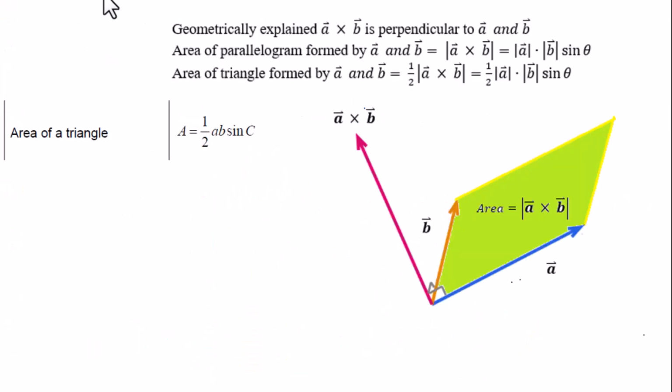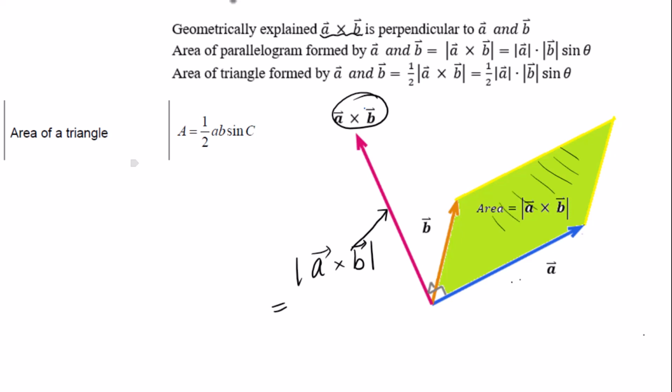Let's talk about the meaning of vector A cross B in geometry. A cross B is perpendicular to A and B. In this diagram, vector A cross B is perpendicular to vector A and also perpendicular to vector B. What's the length of this vector A cross B? It equals the area of the parallelogram formed by vectors A and B.